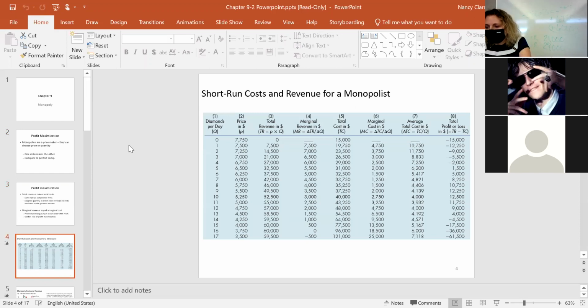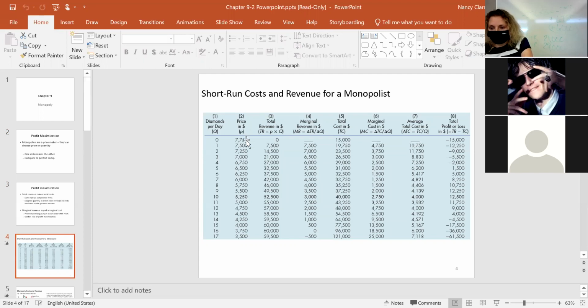So let's take a look at this. You've seen something similar, right? In the last chapter, it probably was even exact, but the numbers here look a little different, okay? Because of the type of market structure that we're in. So you can see here in column 1, we have diamonds per day. We know we don't want to go past 17. We already discussed why, right? It's because the marginal revenue or additional revenue we get from selling that unit is negative. We don't want that.